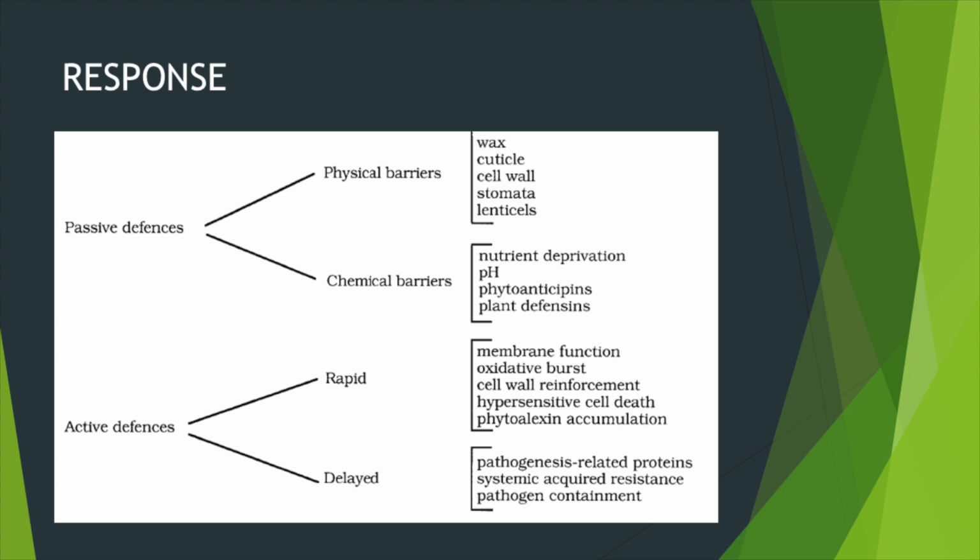Third is pathogen containment. Pathogen containment refers to the fact that the pathogen is contained in a particular tissue or a particular area within the plant cell. So these are the two, passive as well as active mechanisms. Passive, again, we divided them into physical and chemical barriers. Active we divided into rapid as well as delayed responses. So this is the overall picture.